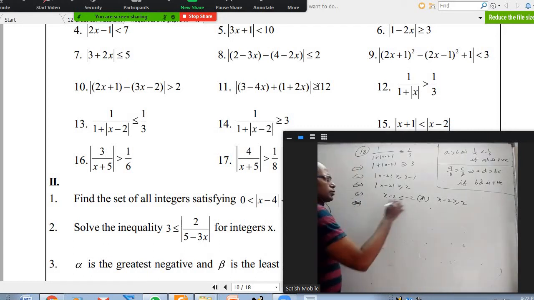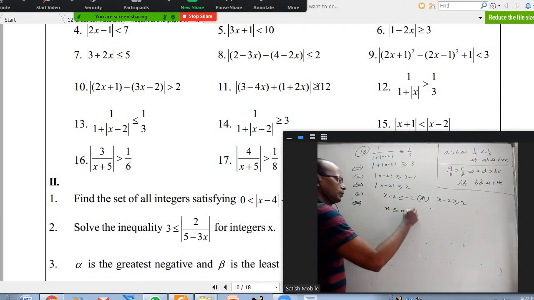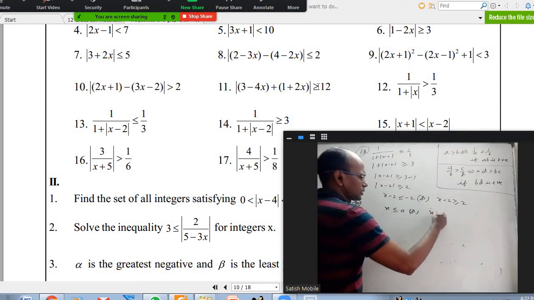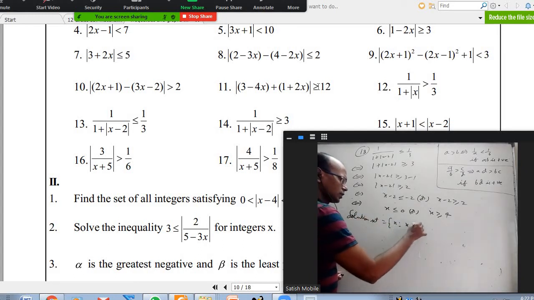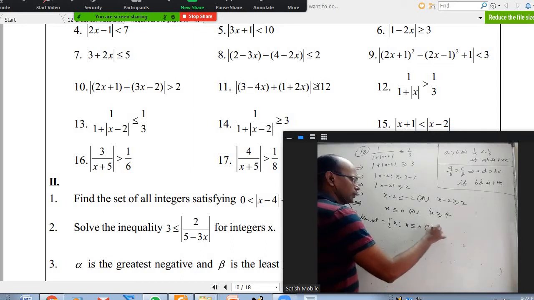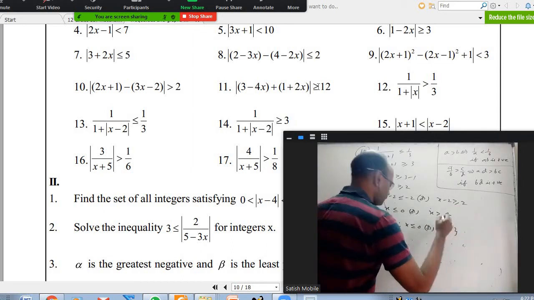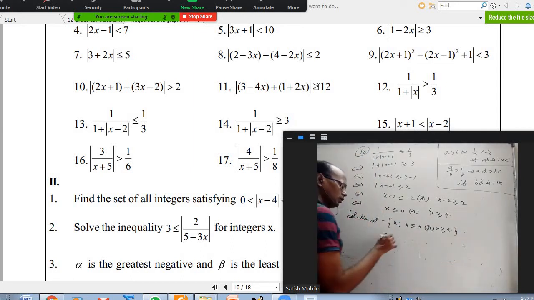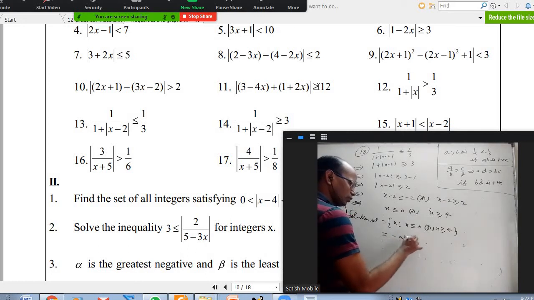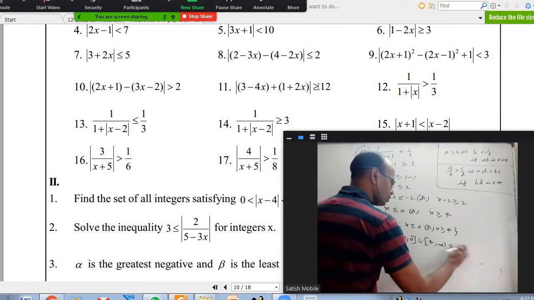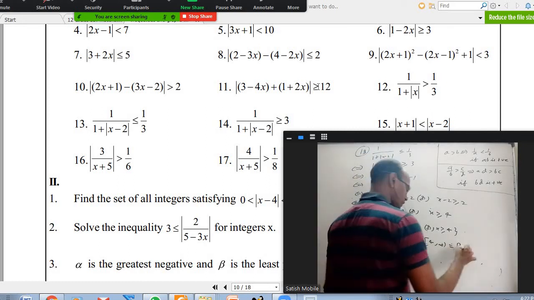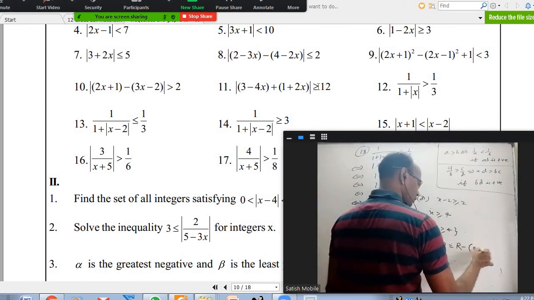So if you send this to that side, we'll get x less than or equal to 0. If I send it to that side, we'll get x greater than or equal to 4. So the solution set: x such that x is less than or equal to 0 or x is greater than or equal to 4. That is, minus infinity to 0 included, union 4 to infinity. Or you can also write all real numbers except the open interval 0 to 4.